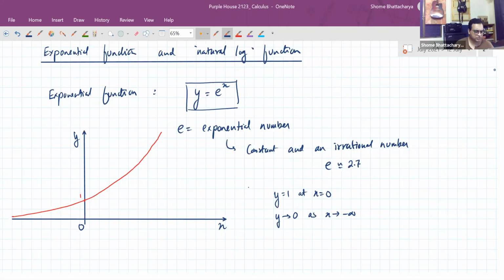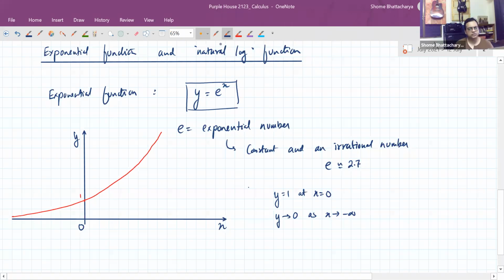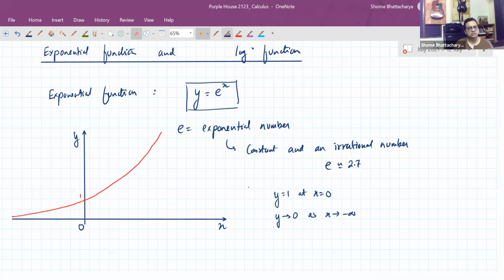Sorry, come again? What's your question? Is it the integral log function or the interior log function? No, it's the natural log function. It's neither integral nor interior. It's natural log.